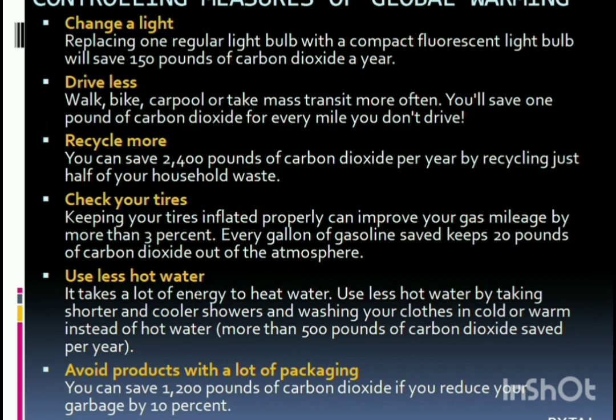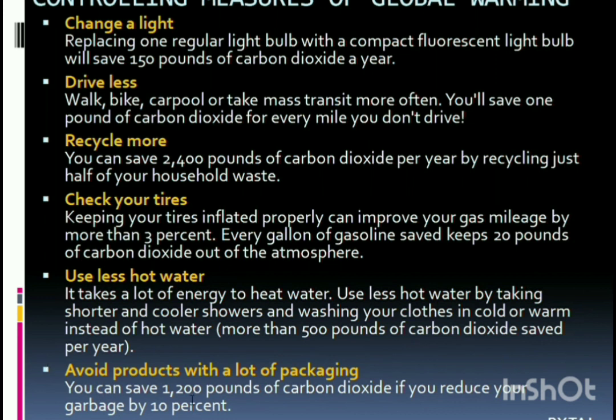And use less hot water. It takes a lot of energy to heat water. Use less hot water by taking shorter and cooler showers and washing your clothes in cold or warm instead of hot water. More than 5000 pounds of carbon dioxide will be saved because of this.